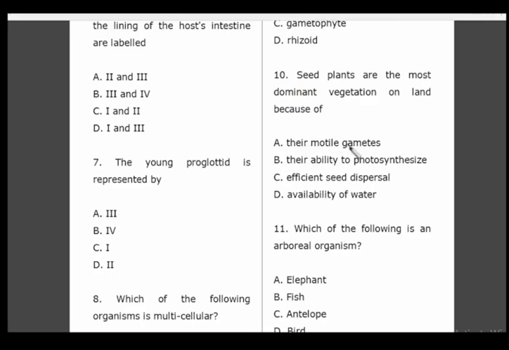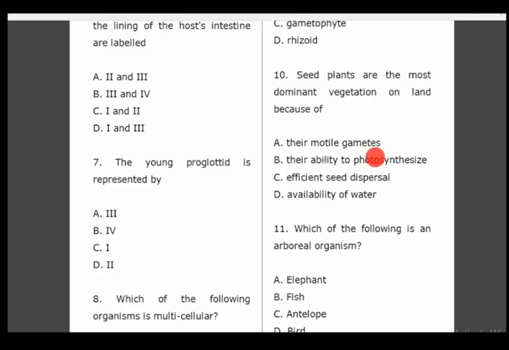So why are they dominant on land? It is not because they are motile. They do not have motile gametes. When we talk about plants, plants can never be motile. They do not have the ability to move. So it is not because they have motile gametes. And their ability to photosynthesize does not necessarily make them a dominant organism on land.